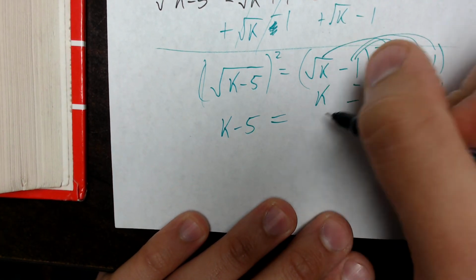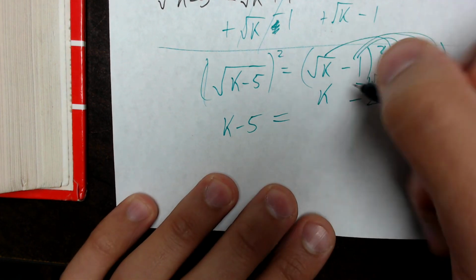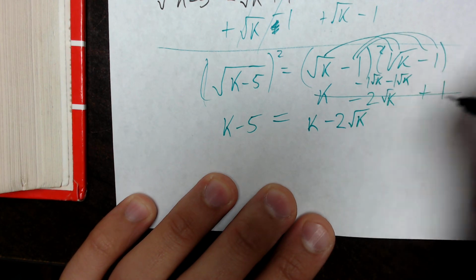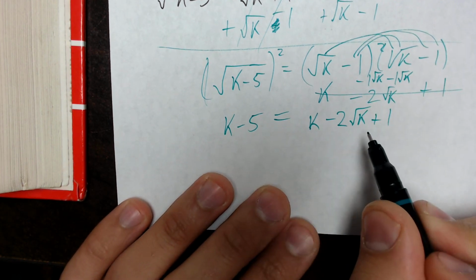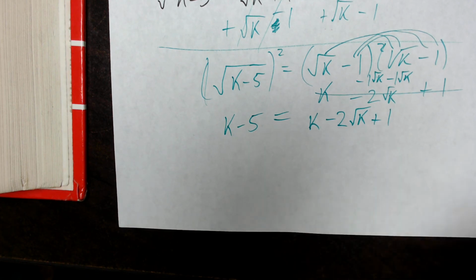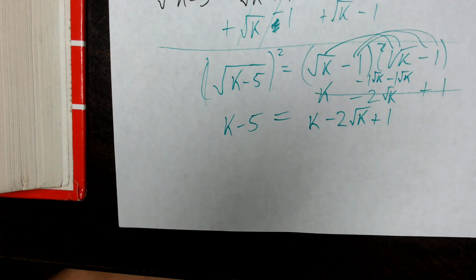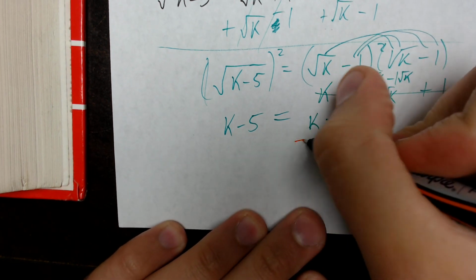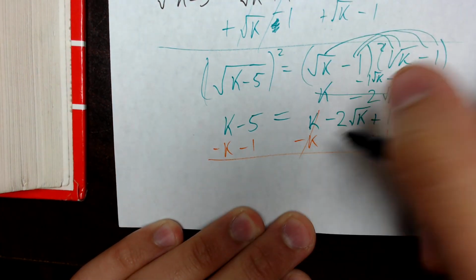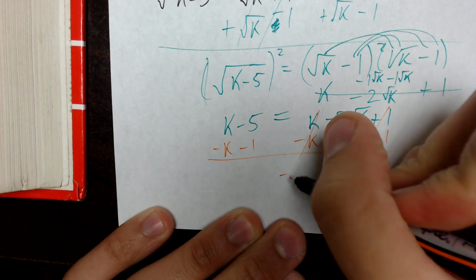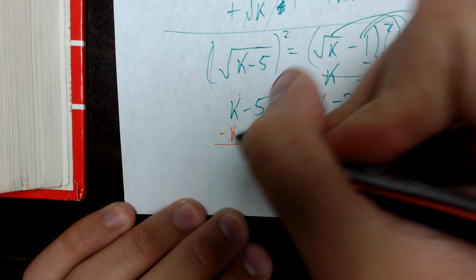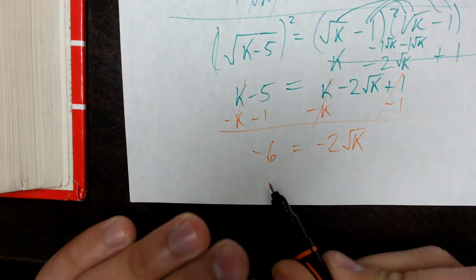So, this is really sloppy. Let's rewrite this. So I'm going to get k minus 2 root k plus 1 on this side. Now what I see is I'm down to one radical. So I'm going to go ahead and solve the way I normally would if there's only one radical in my equation. I will move everything that is not the radical over to the other side. So I'll subtract k, subtract 1. This side cancels, and I'm left with negative 2 times the square root of k on the right, and on the left the k's cancel, and I have negative 6.